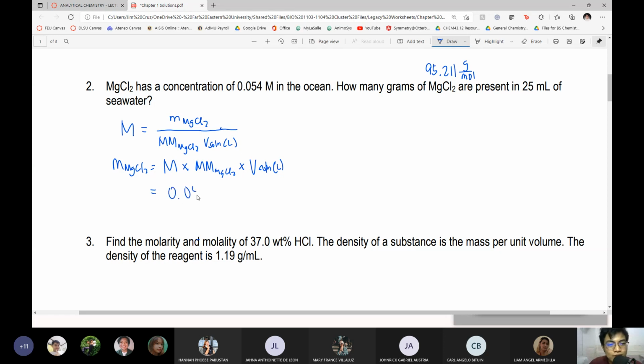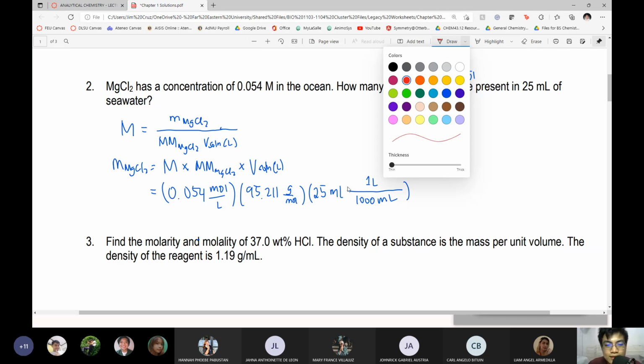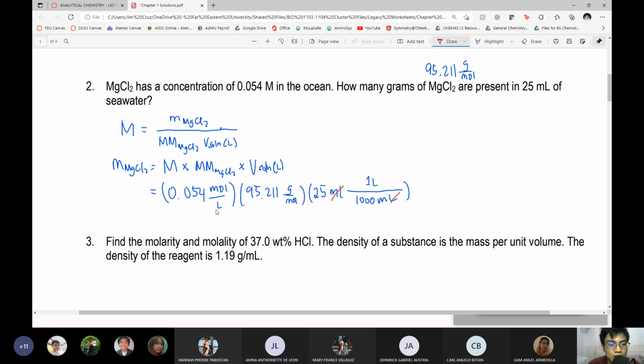Molarity is 0.054 mole per liter. Molar mass. Okay, so that's 95.211. And the volume of the solution in liters, so that's 25 ml. Convert that. So 1,000 ml sa baba, 1 liter sa taas. Nasa baba si ml, so we can cancel the unit. Ayan. Show the cancellation, especially if it is problem set.